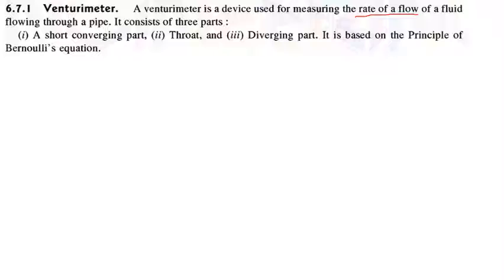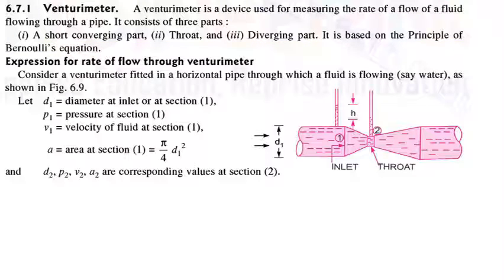It consists of three parts, that is a short converging part, a throat and a diverging part. And it is based on the principle of Bernoulli's equation. So let's derive the expression for rate of flow through Venturimeter.